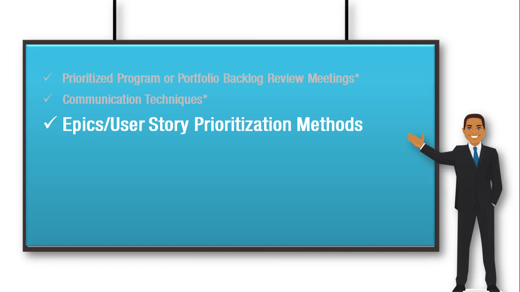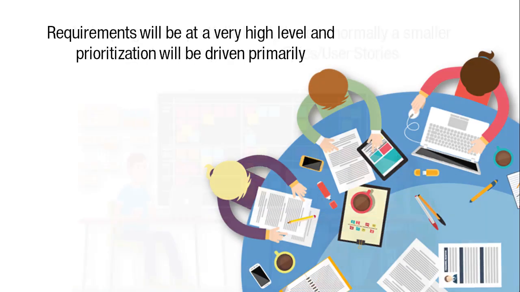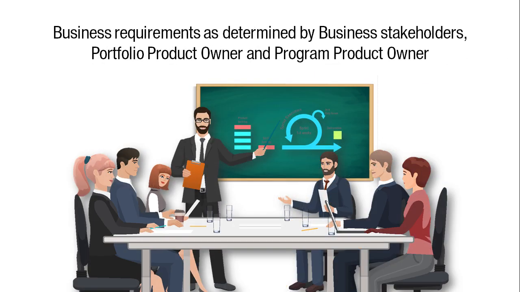Another tool is Epic and user story prioritization methods. At the program or portfolio level, there is normally a smaller number of requirements, epics, and user stories than at the project level. Also, these requirements will be at a very high level, and prioritization will be driven primarily by the business requirements, as determined by the business stakeholders, the portfolio product owner and the program product owner.